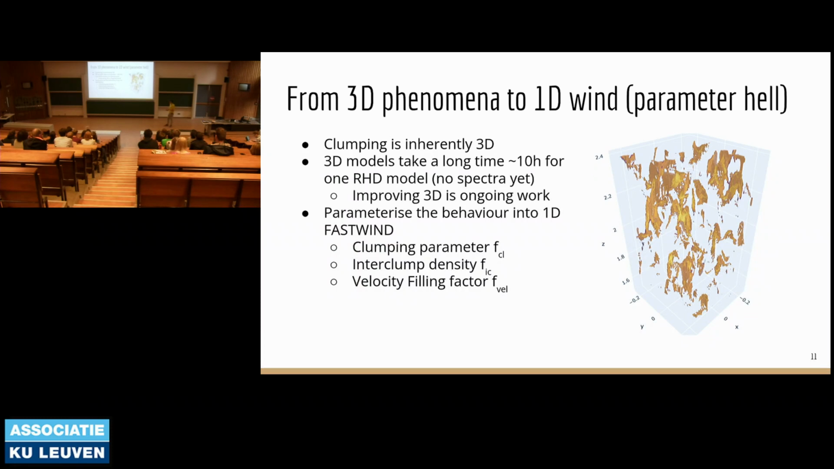So what do we do instead? We look at the results out of this 3D method, or these 3D models, and then try to parameterize the behavior we see into 1D. And you can kind of get 3 parameters out of the 3D simulations and put those into 1D to try and simulate this clumping effect. This is the clumping parameter, the one I talked about before, telling you how dense regions are compared to the average. The interclump density, telling you how much underdense the non-clumps are compared to the average. And you have something called the velocity filling factor, which tells you how much of the velocity space you're filling. I'll get back to that.